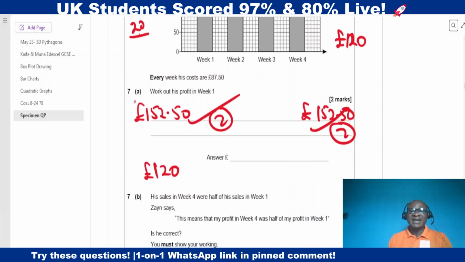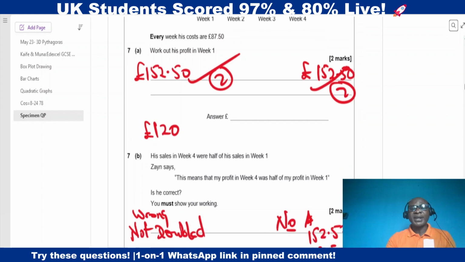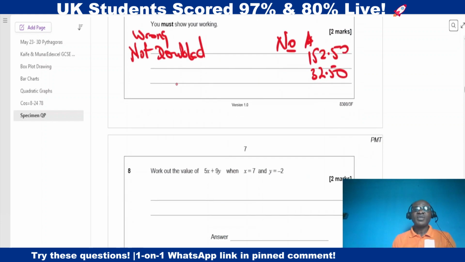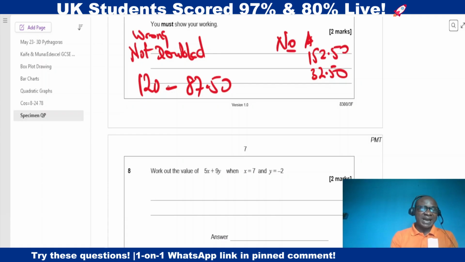But then, the final thing is the profit. They say the profit will now be half. Let's see. Because the question says, show your workings to prove your answers. Since in all the weeks the cost is £87.50, we are going to do £120 minus £87.50 to know if what he said is correct. So 120 subtract £87.50 will give us £32.50 as the profit for week 4.